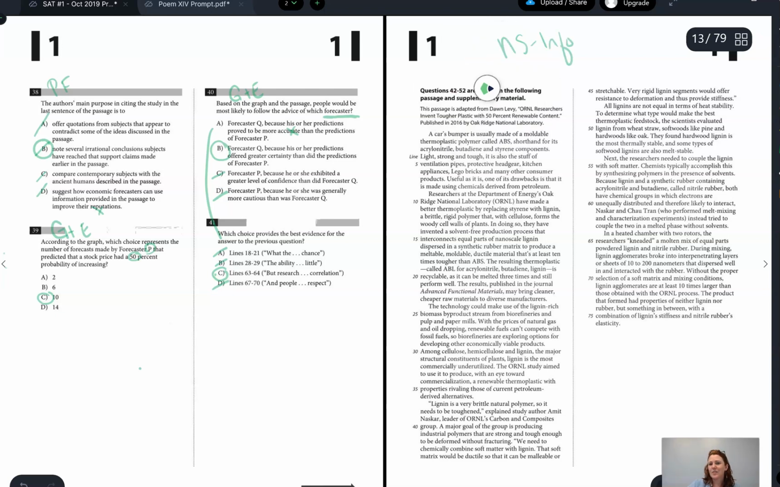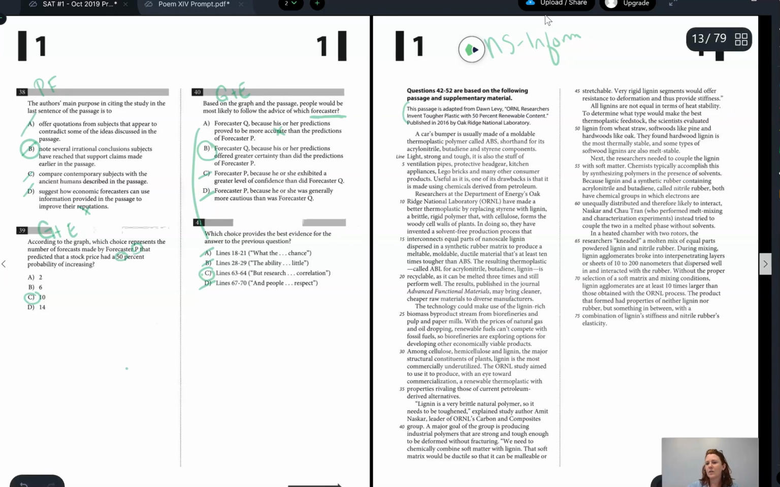We know it's natural science. We know its job is to inform. If we read this little introduction here, we can see that this is titled Inventing Tougher Plastic with 50% Renewable Content. So we know we're going to be looking at plastic and trying to make plastic stronger. So let's go ahead and start diagnosing questions.